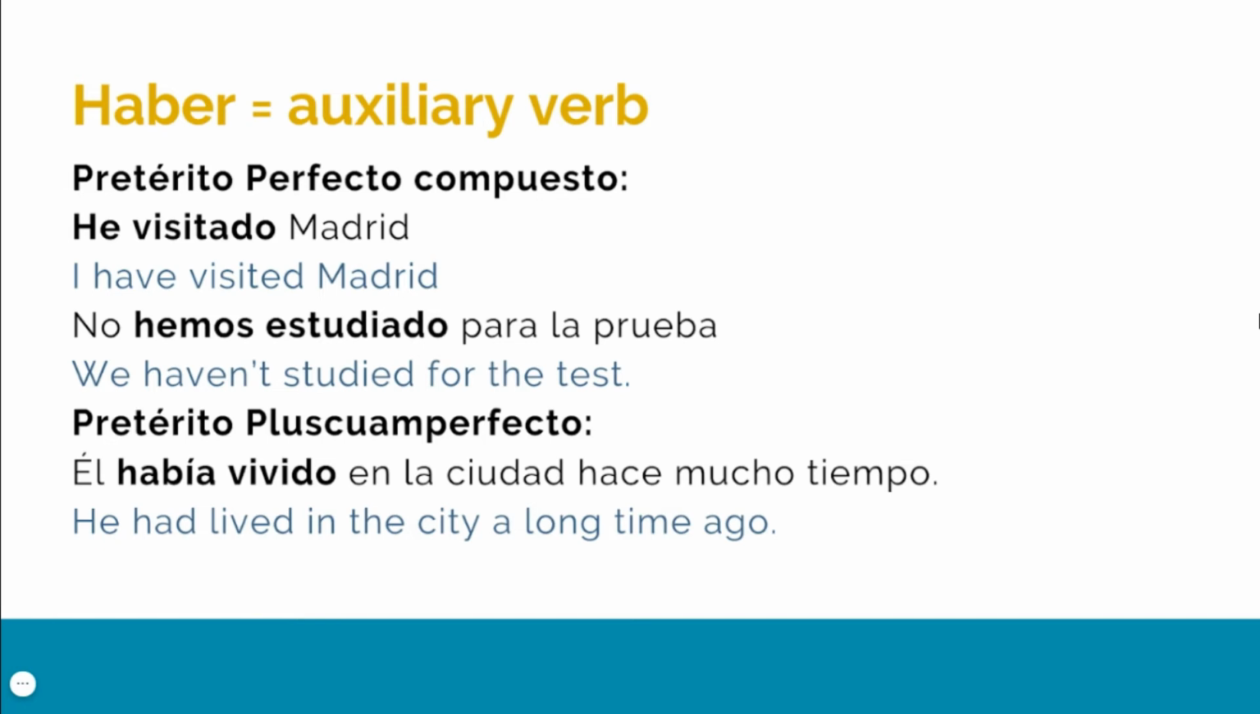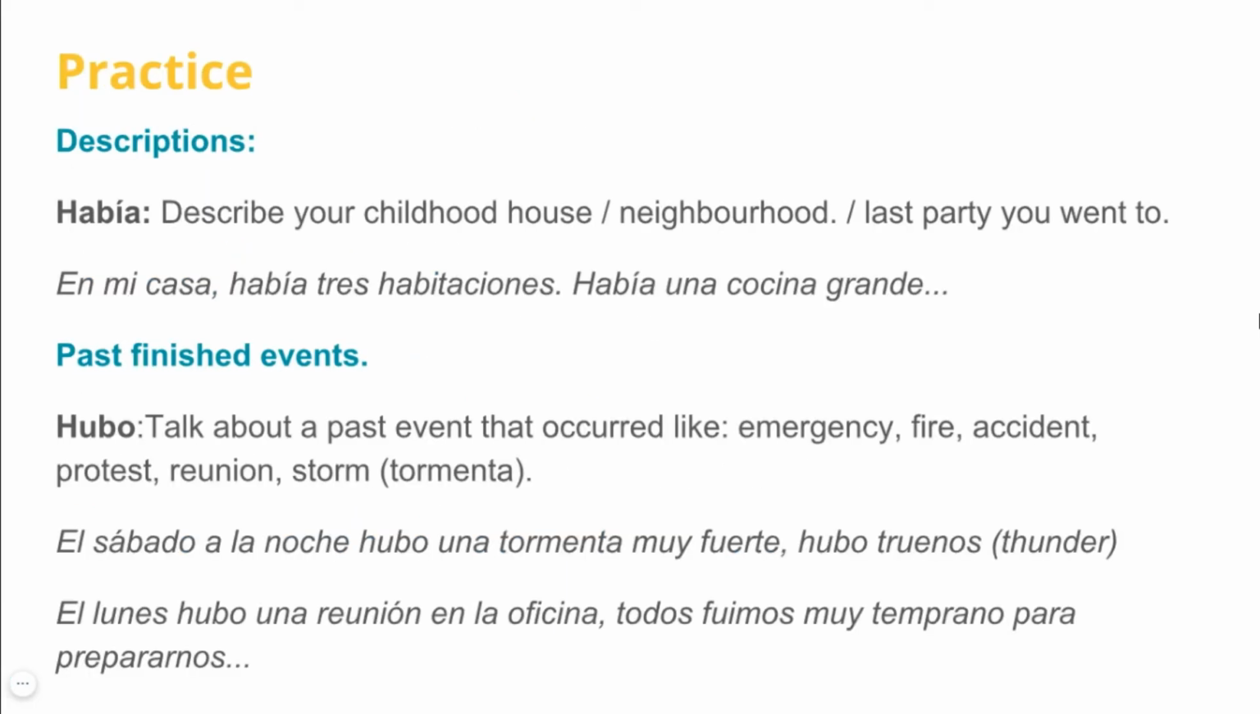And if you want to practice the pretérito pluscuamperfecto, that's the past perfect, you can find online exercises as well, or you can write things that you had done before. Okay? And as you can see, we say, él había vivido. Nosotros habíamos vivido. Okay? So how can you practice, especially había and hubo?